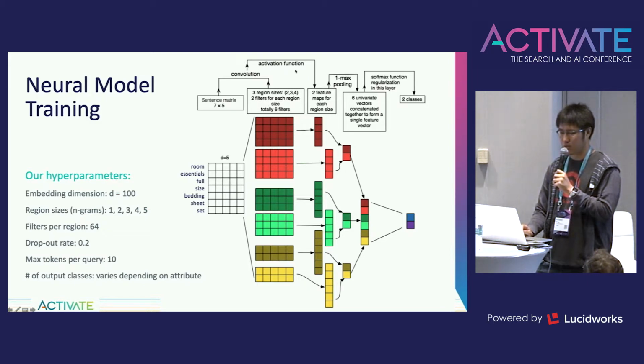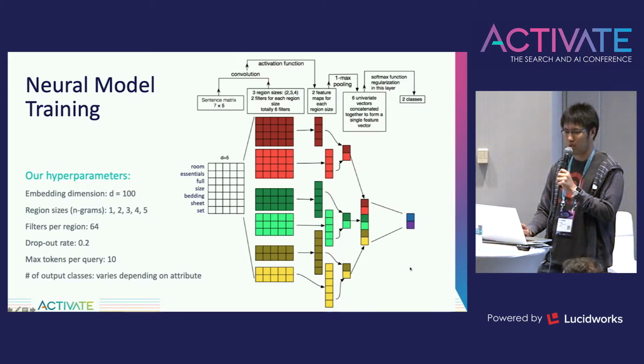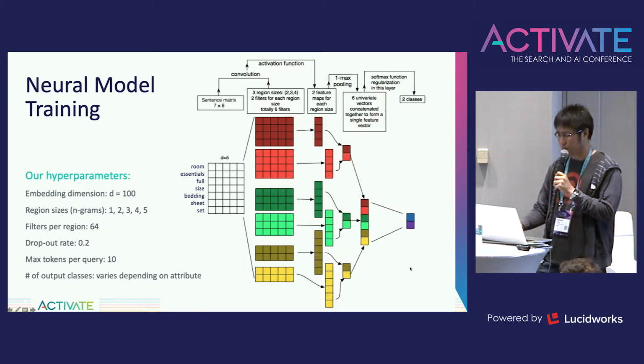Then passing that through an activation function, we use ReLU. We will get a feature map for each of the n-grams. So we pass this feature map through a max pooling layer, and then through a dropout layer, and finally through a softmax layer that will generate some attribute value predictions. So in this example, we have only 2, but in a real example, it can vary from 10 to thousands. And these are the hyperparameters we use.